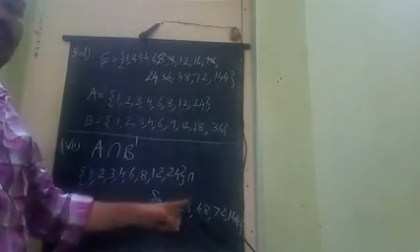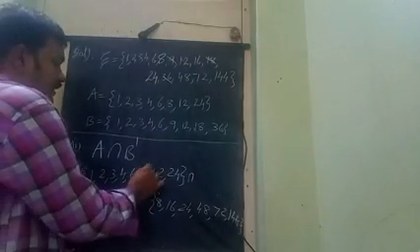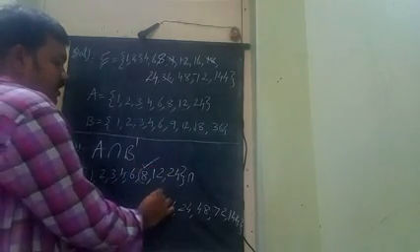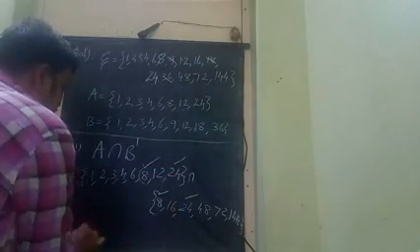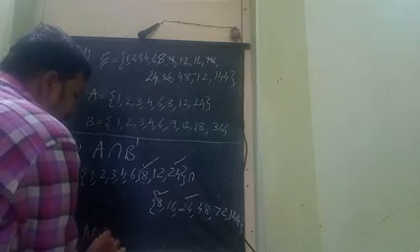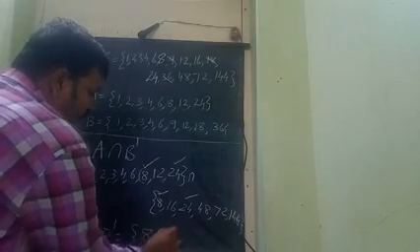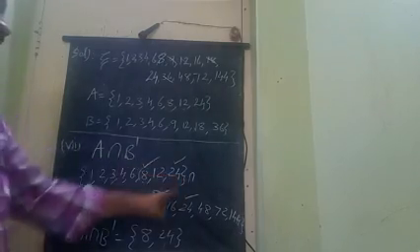Here we are doing intersection. The meaning of intersection is common ones. Which are common here? Give the tick mark: 8, 24, 24. Therefore, A intersection B dash is equal to 8, 24. Intersection means common ones.